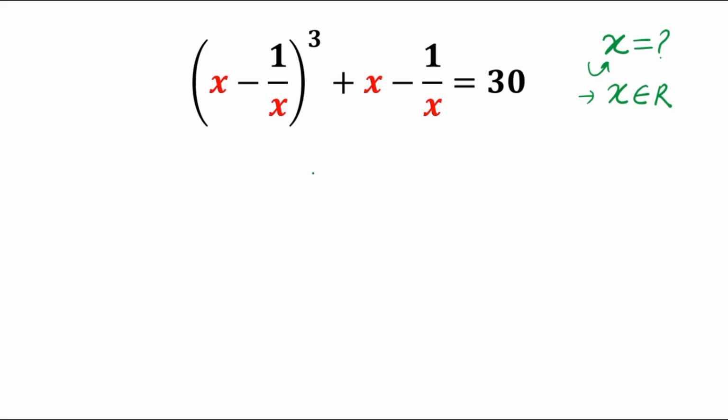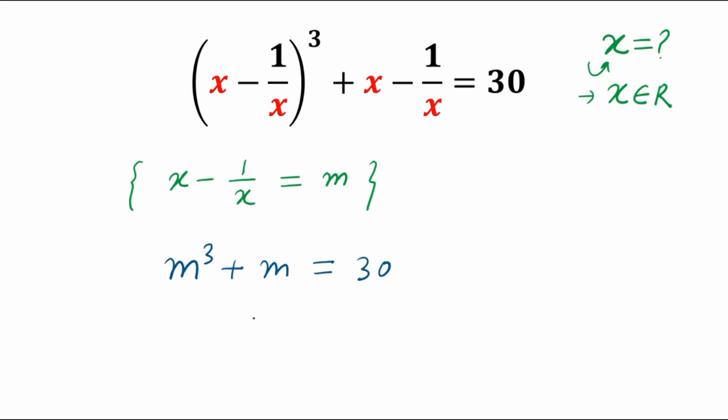Here we will apply substitution. If we substitute x - 1/x = m, this expression is replaced by m. So here m^3 + m = 30. Now if we take all the expressions to the same side, then m^3 + m - 30 = 0.